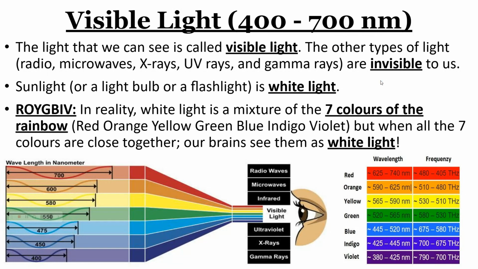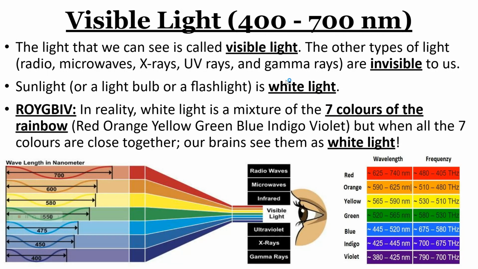We're going to take a look at visible light now. So we've seen the entire spectrum, the entire electromagnetic spectrum. So now we'll take a look at just that portion that we can actually see. So the visible light, we actually call it white light. So the light you see from the sun or a light bulb is called white light.